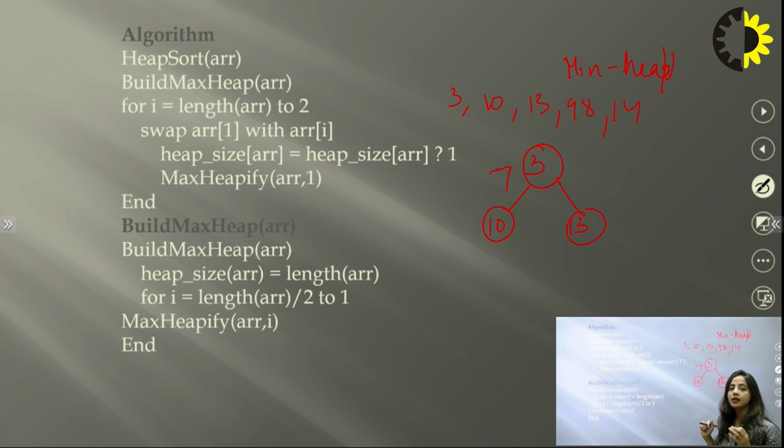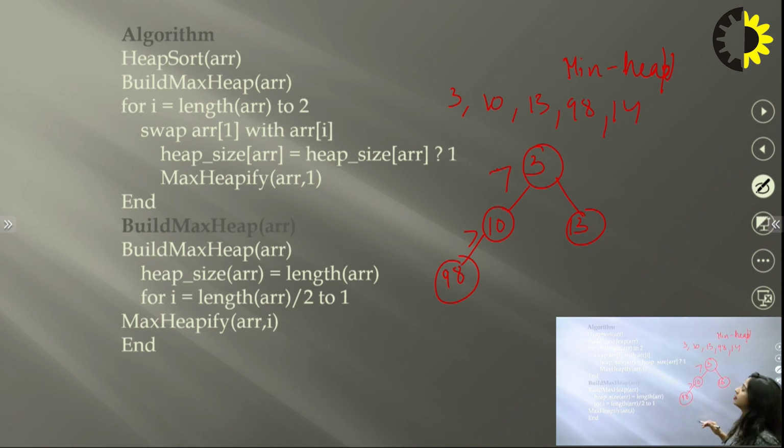Now you will insert 98. Where will you insert 98? You will insert 98 as a left child of 10. Right? Now, once again you will check whether the parent of 98 is smaller than the child node or not. It is smaller than the child node, so it is in min heap form, right?